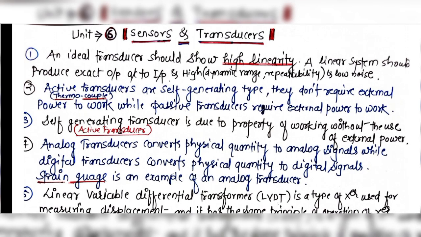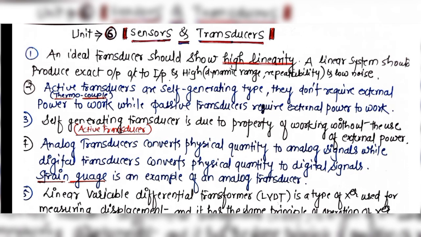Sensors and transducers. Unit 6. An ideal transducer should show high linearity. A linear system should produce exact output according to input, with high dynamic range, repeatability, and low noise.